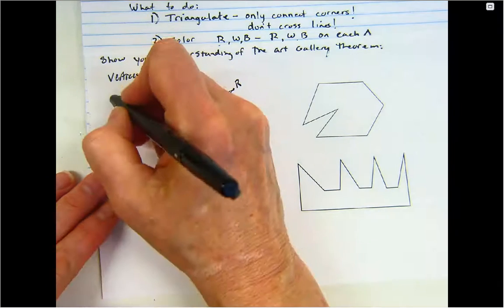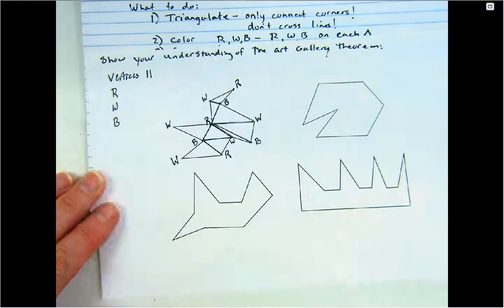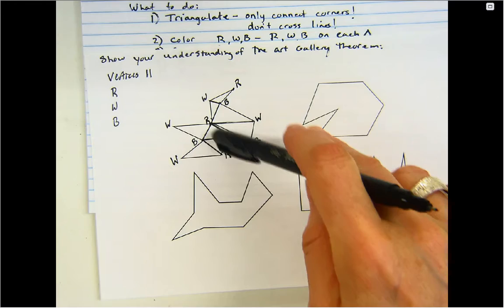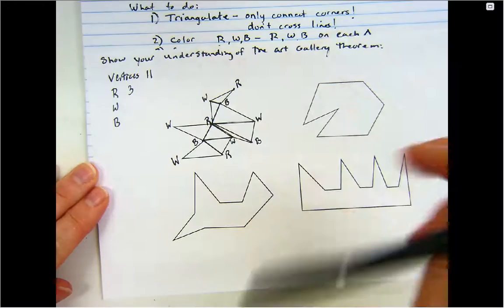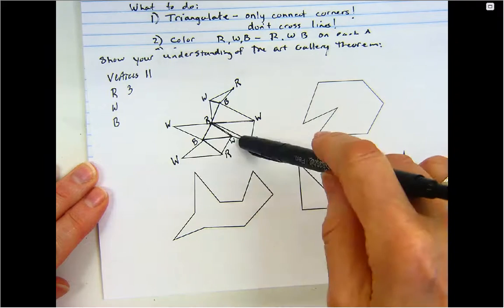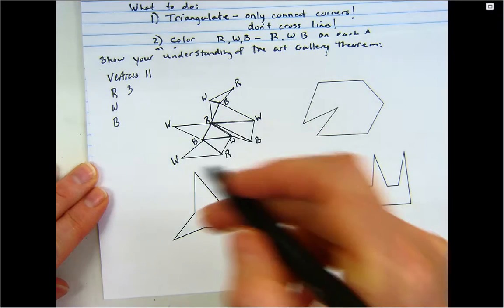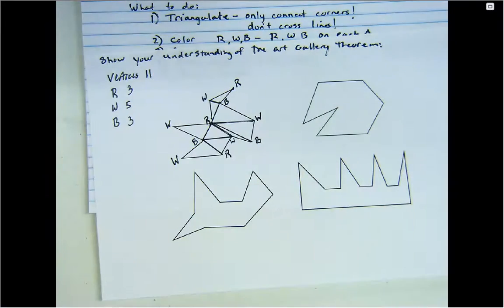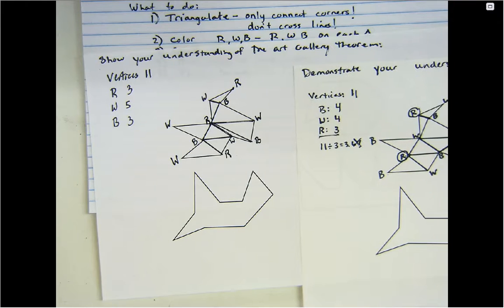Now let's see how many we made red, how many we made white, how many we made blue. And yours, again, might be different than mine. For red, I did 1, 2, 3. For white, I did 1, 2, 3, 4, 5. For blue, I have 3. The last class I did, I had different. Yours might look more like this one. For my first class, I ended up having 4, 4, and 3. Did anybody else have 4, 4, and 3?